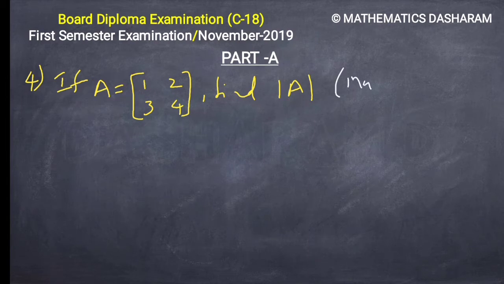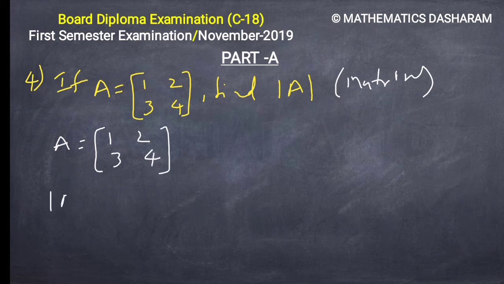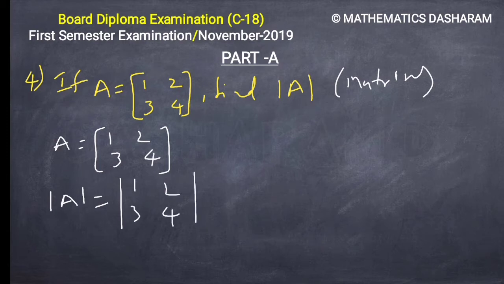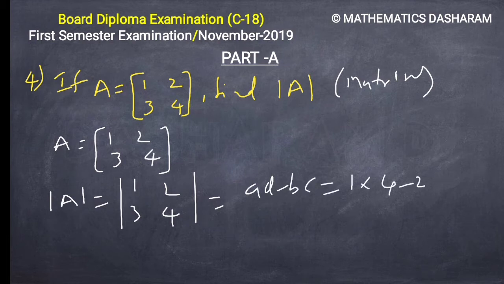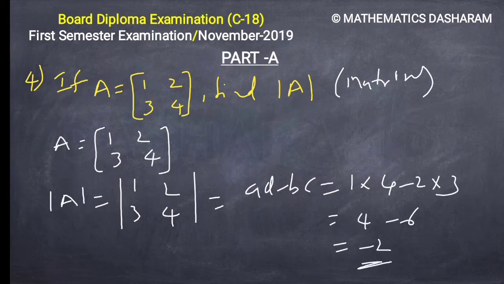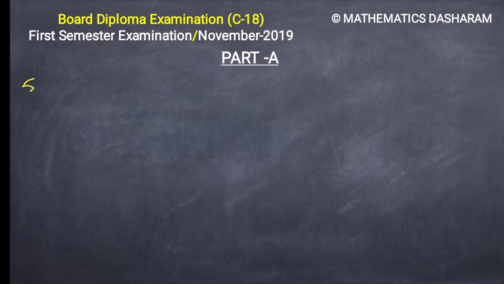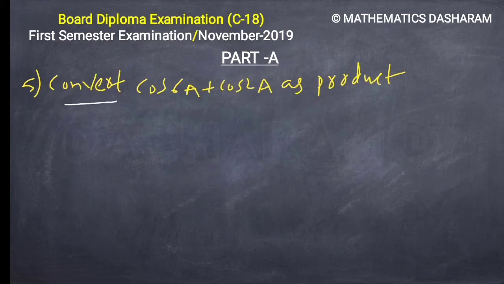So it is very clear, this question is asked from the matrix chapter. So given that A equals [1 2; 3 4], so mod A means determinant of the matrix A. So mod [1 2; 3 4]. So for the 2 by 2 matrix, the formula is AD minus BC. So 1 into 4 minus 2 into 3, 1 into 4 is 4, 2 threes are 6, it equals minus 2. Next, fifth question is, convert cos 6A plus cos 2A as a product.